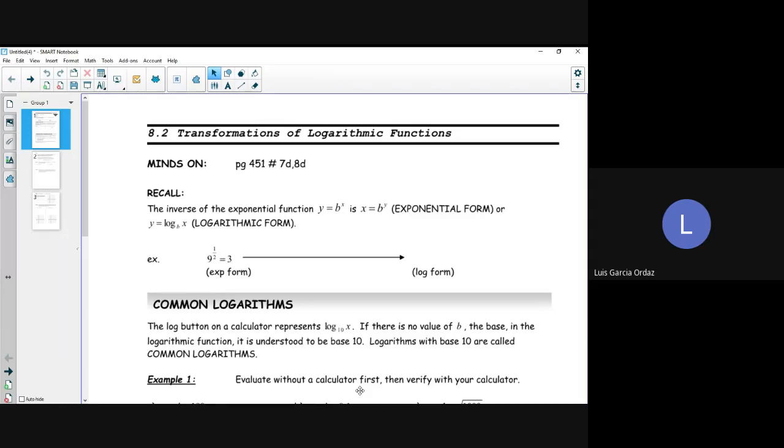Nope, you guys are right. Everything pretty much stays the same, okay? Horizontal has to do with the x values. Vertical has to do with the y values. So this lesson should be pretty straightforward.